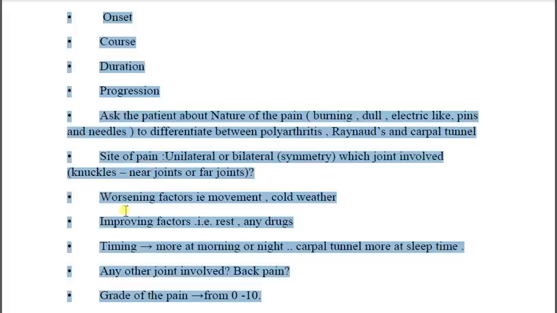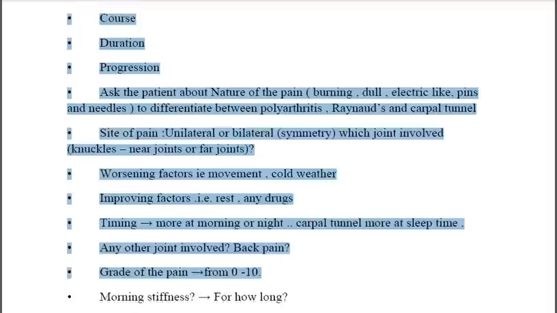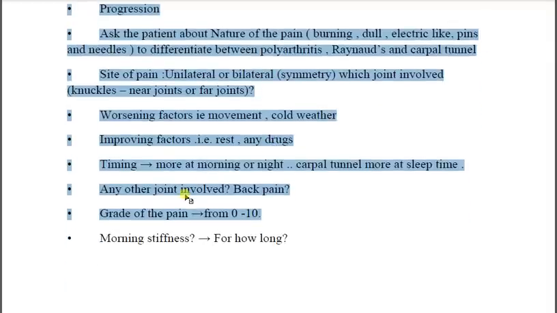Do you notice anything that worsens this pain, like exposure to cold or movement? Do you notice anything that improves this pain, like rest or drugs? Can you tell me please when this pain is more? Is it in the morning, midday, or at night? In carpal tunnel, it will be more at night. Any other joint involved, any back pain? This is because cases of psoriatic arthritis, for example, can be associated with sacroiliitis and back pain.